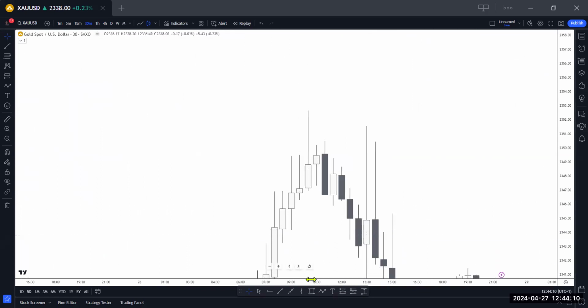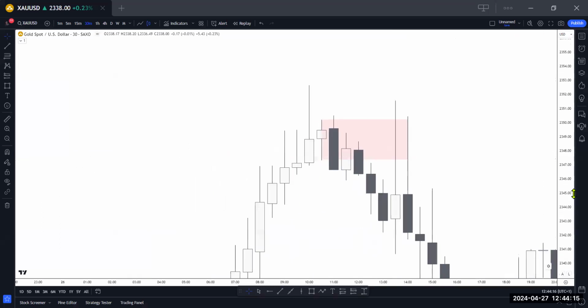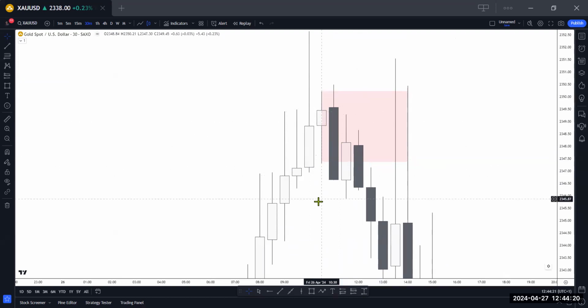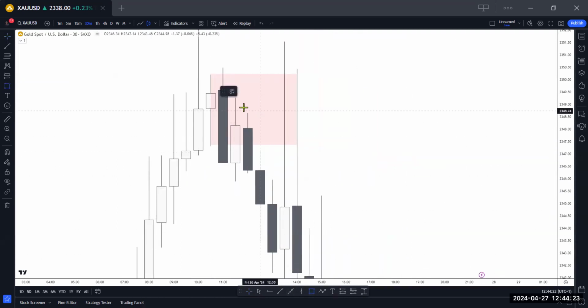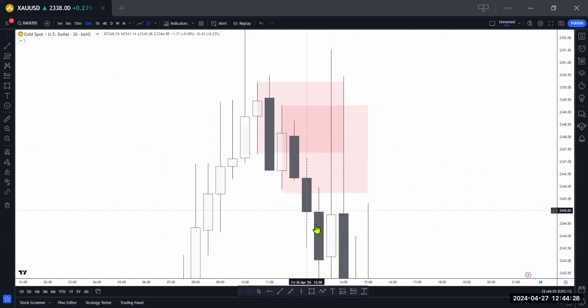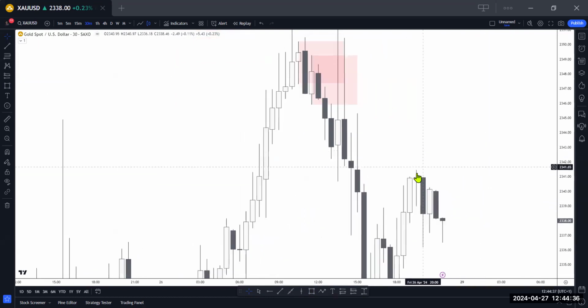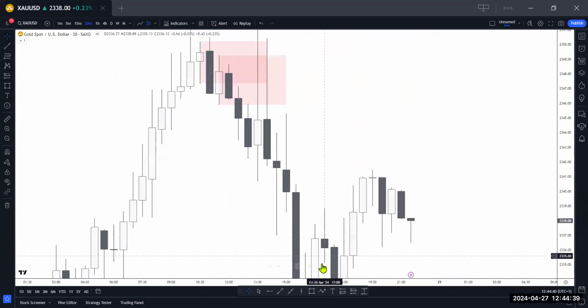Bearish engulfing, right? Bearish engulfing. Why? This bearish candle engulfed the whole bullish candle. Okay? Bearish engulfing. Why? These three candles engulf this bullish candle. Okay? Bearish engulfing. This is also a bearish engulfing. One, two, three, right? These three candles completely engulfed this buy candle.